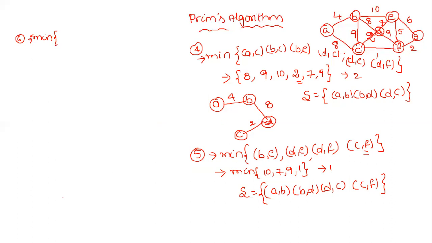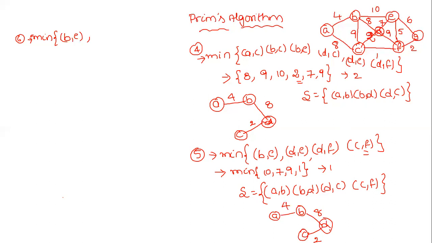So whenever A is connected to C or B is connected to C, it forms a cycle. That's why these two are not considered. And B to E is there. Here the graph is A to B 4, B to D is 8, D to C is 2. So that's why B to E, it will not generate any problem. That's why B to E we are going to consider here.